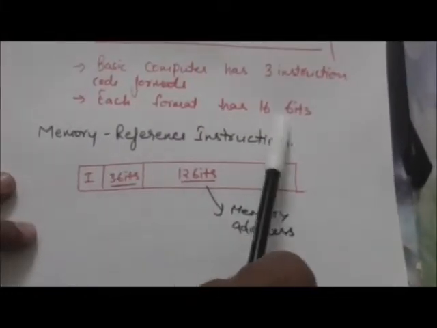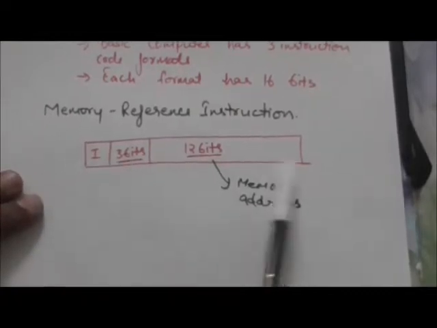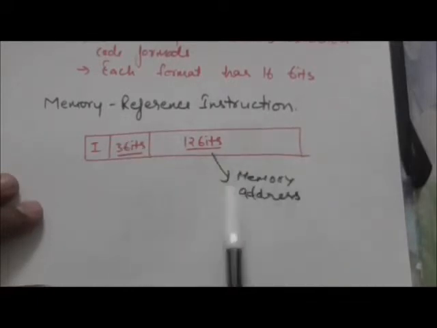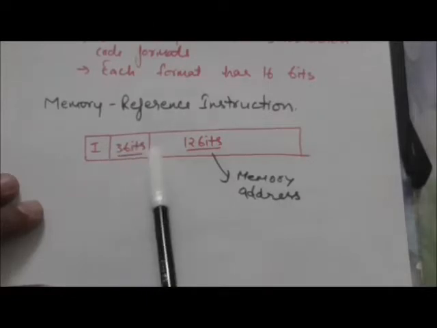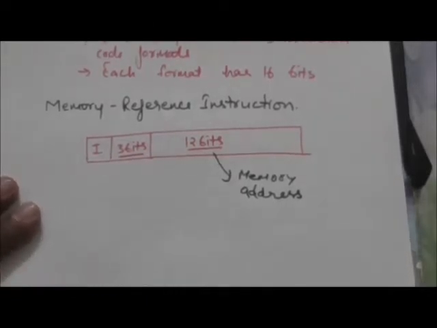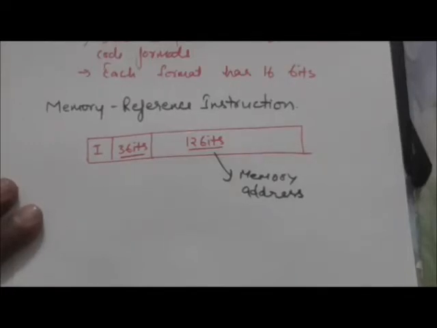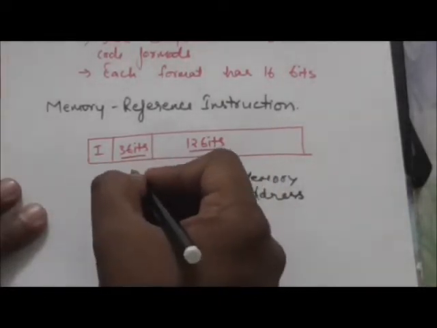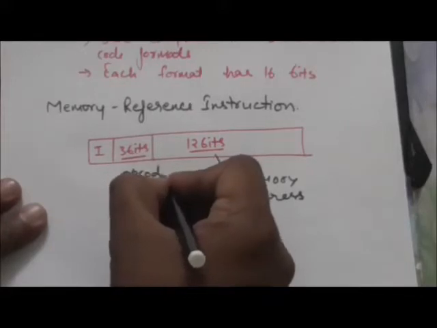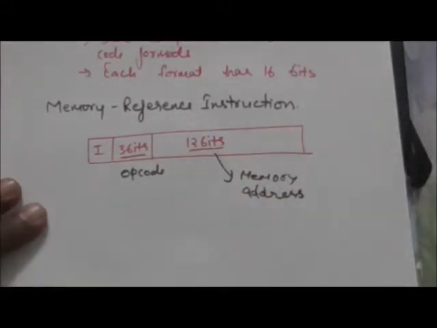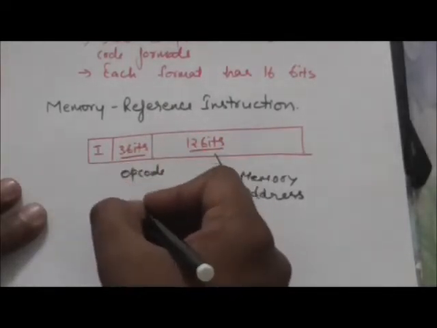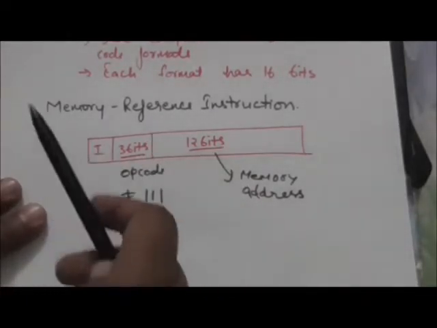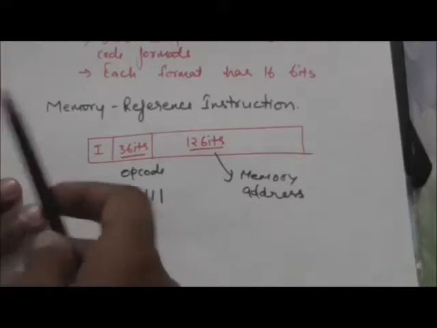As I told, each format has 16 bits, so memory reference instructions are also of 16 bits. These rightmost 12 bits specify the memory address. And then these next 3 bits form the operation code part of the instruction, which is also represented as opcode. These 3 bits specify what operation is to be performed, and the value of these 3 bits cannot be 1, 1 and 1. And this leftmost bit I specifies the addressing mode.